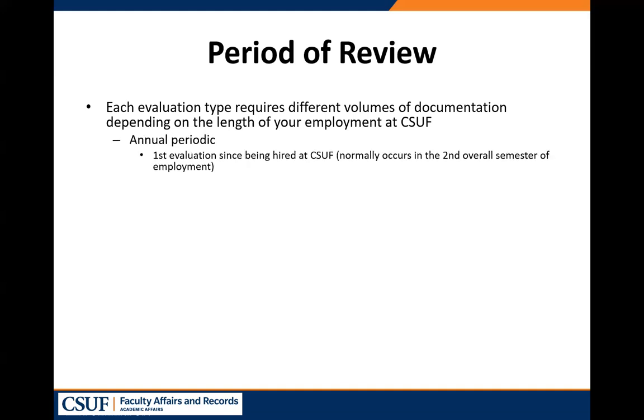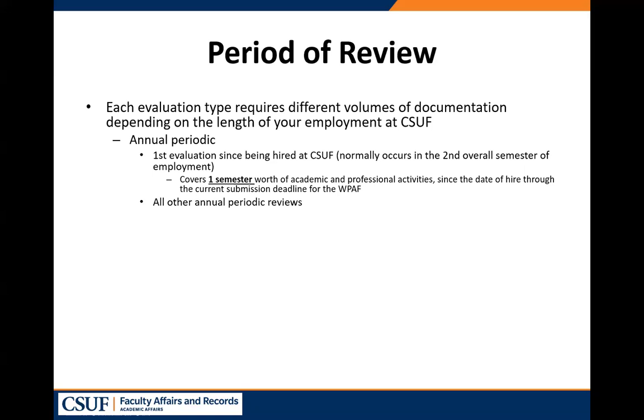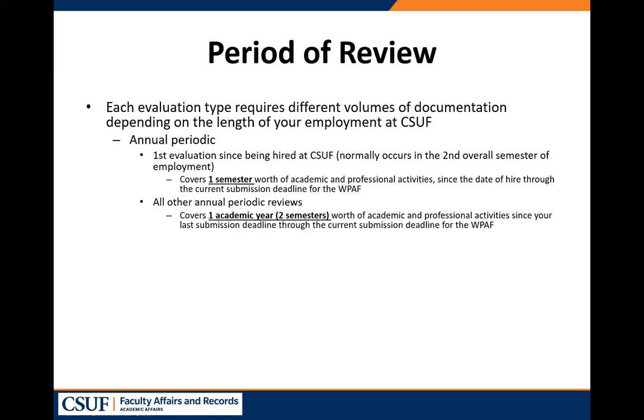So for the annual periodic, that is your 1-year evaluation. There's one type, which is your first evaluation you ever have at Fullerton. That happens in your second semester of employment. Some of you may have that. And you basically are going to be reviewed for just one semester's worth of material. Other people who are undergoing an annual periodic may have already been teaching for a while, and for those people, it'll be 2 semesters worth of material.